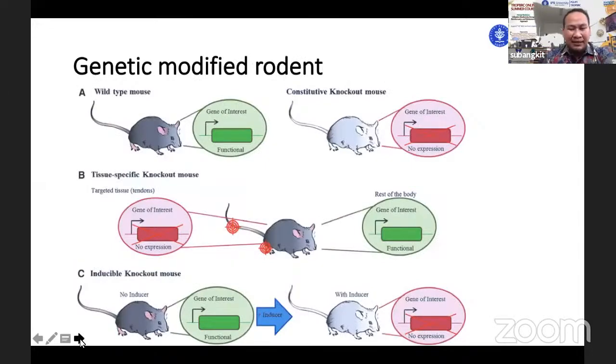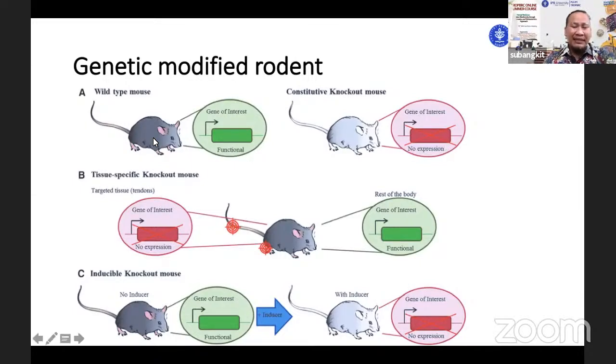We want to talk about genetic modification in rodents. Actually, this is the most ideal way to make an animal model, but it is very complicated if we make it by ourselves. In modified rodents, there are knockout, knock-in, and conditional genetic modifications. In a wild type mouse versus a constitutive knockout mouse, the gene of interest will be deleted. We call it deletion of the gene.